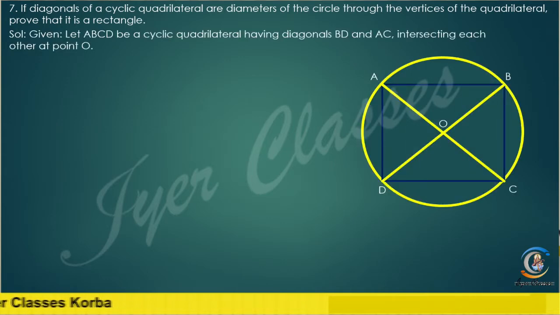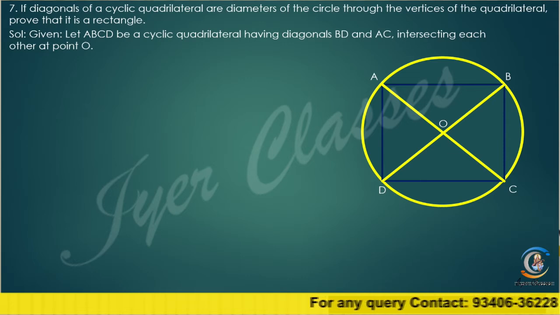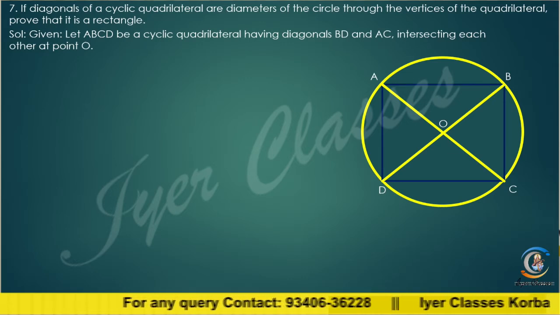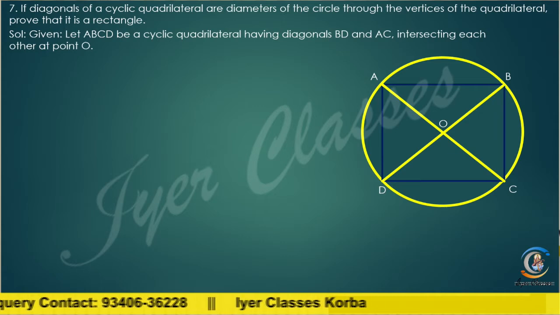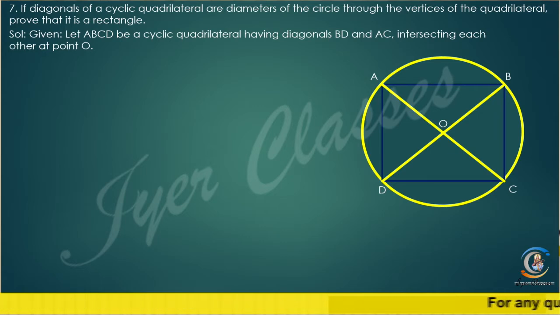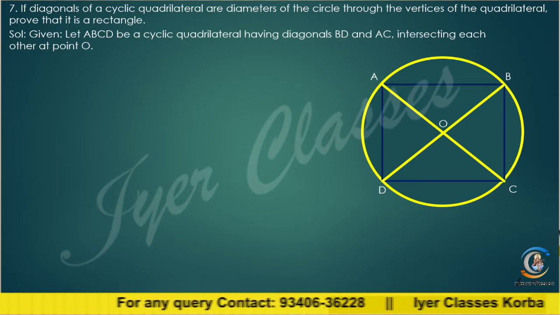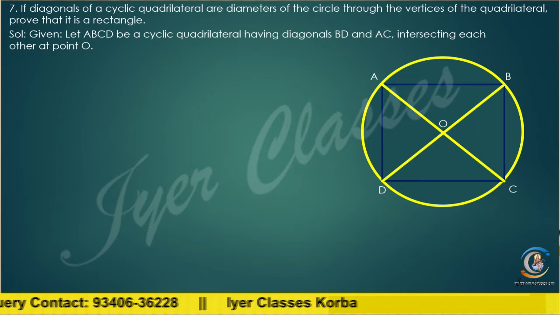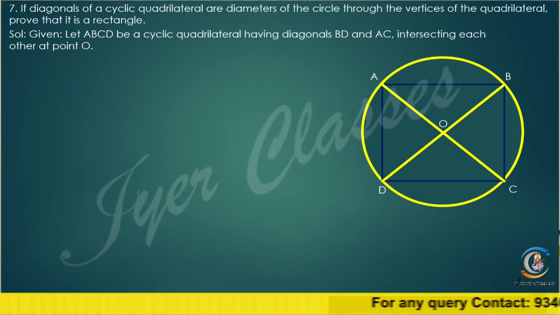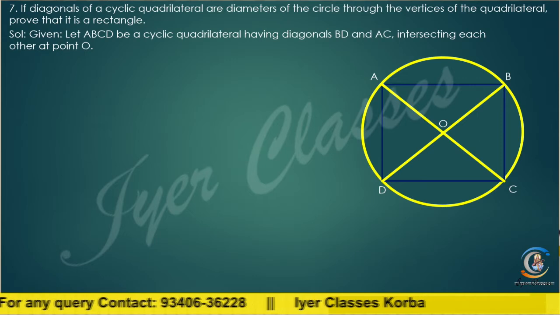In the 7th question, it says that the diagonals of a cyclic quadrilateral are the diameters of the circle through the vertices of the quadrilateral. Prove that it is a rectangle. You can see that there is a circle and a cyclic quadrilateral. We have shown the circle, which is not required anyway. You are supposed to prove that this quadrilateral ABCD is a rectangle, right?